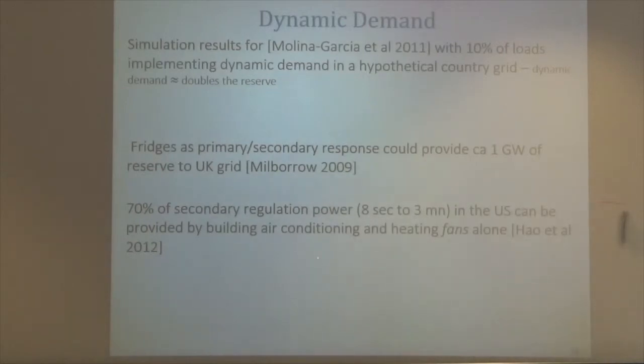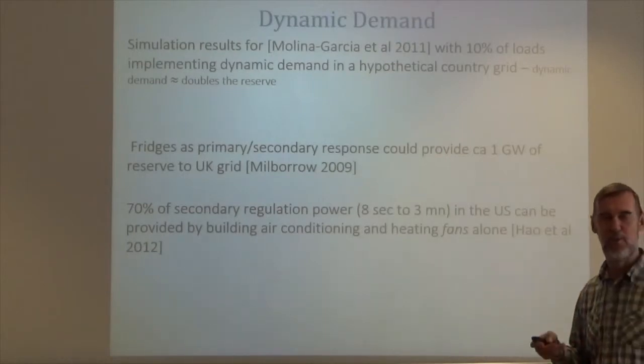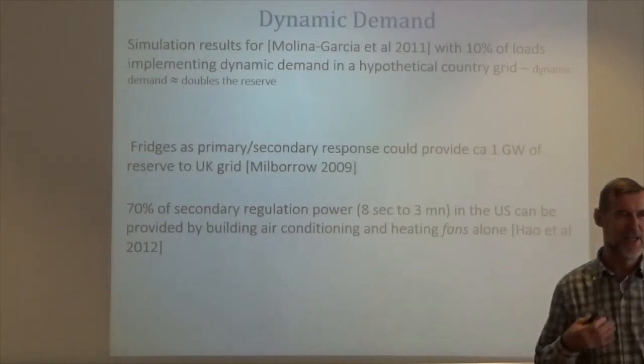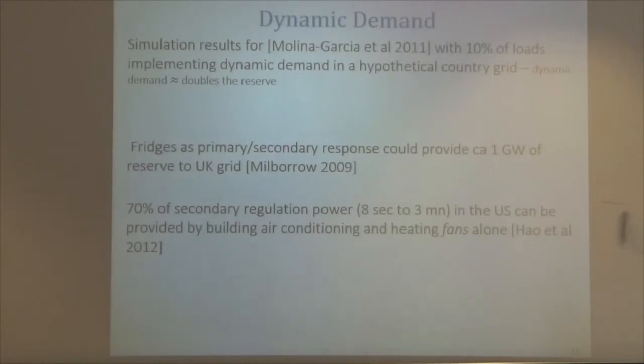Similar papers have been done for the US, in particular in Florida, by controlling, surprisingly, the fans. So the US is powered by fans. The heating and cooling uses fans, and of course the compressor uses a lot of power, but the fans surprisingly also use a lot of power. And some papers have evaluated that 70% of the need of the secondary regulation power in the US could be provided by simply controlling the fans alone in all of the US, right?